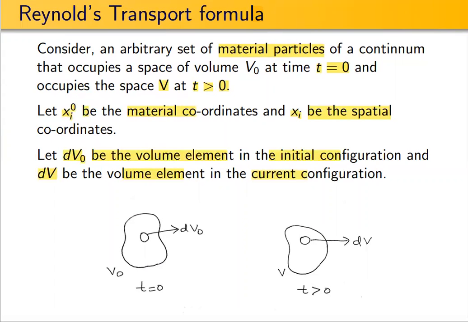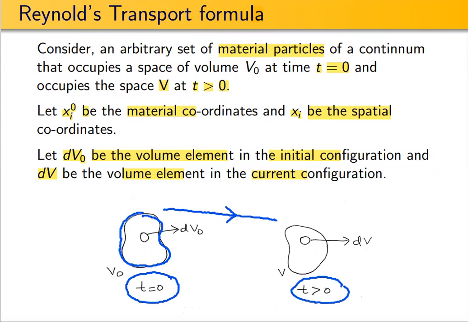So we have taken a continuum here. This is the continuum, some continuum of volume V naught. The continuum is moving, and this is at t equal to 0. And after some time, t greater than 0, the same continuum occupies the volume V, and the small volume element dV naught in the initial configuration, and in the current configuration, dV is the volume element.